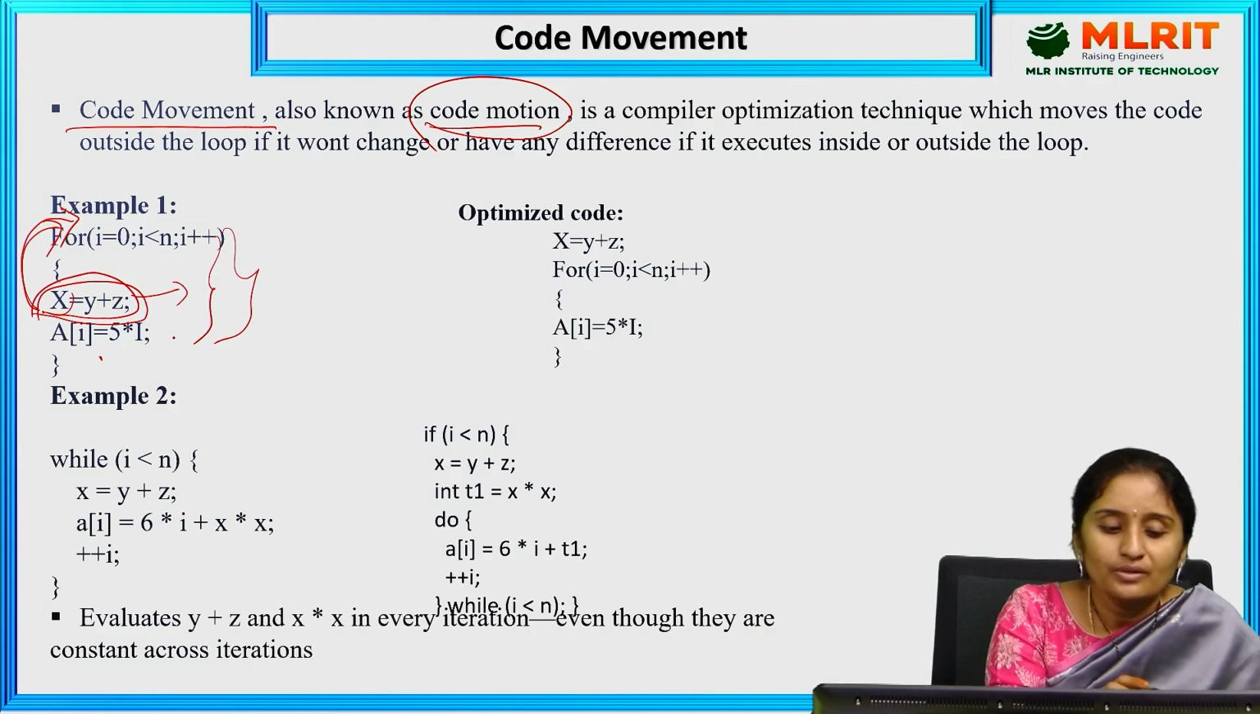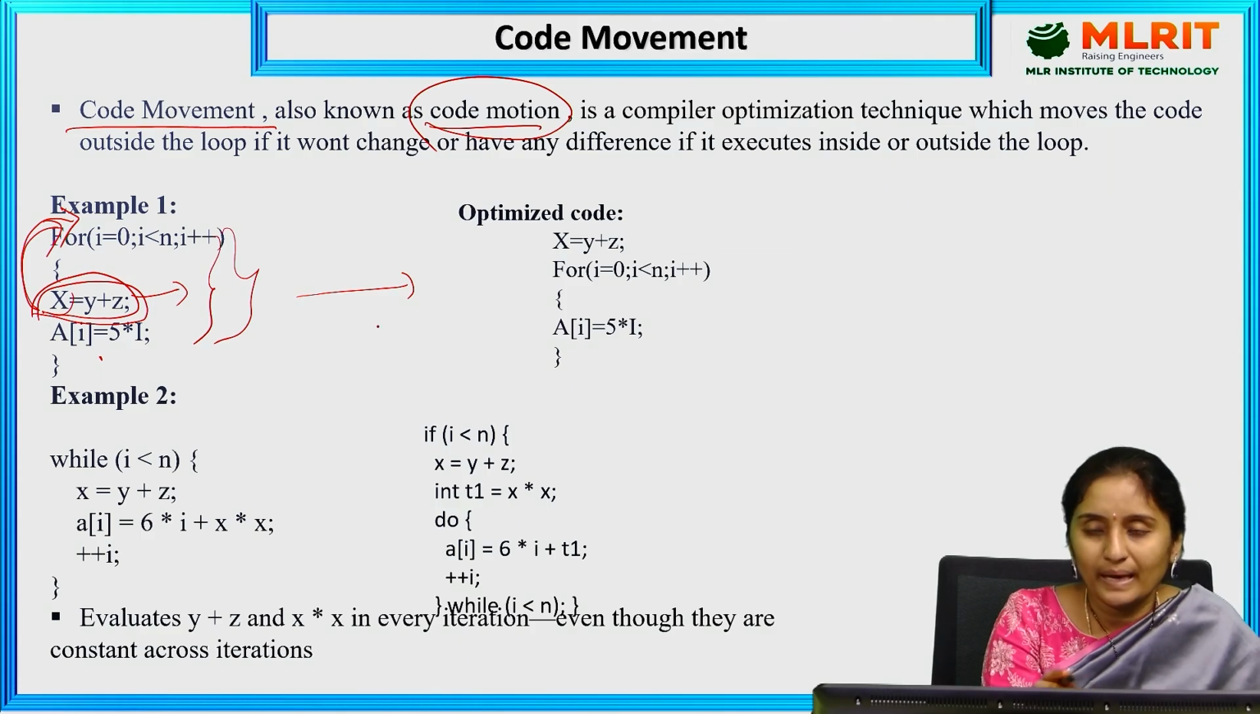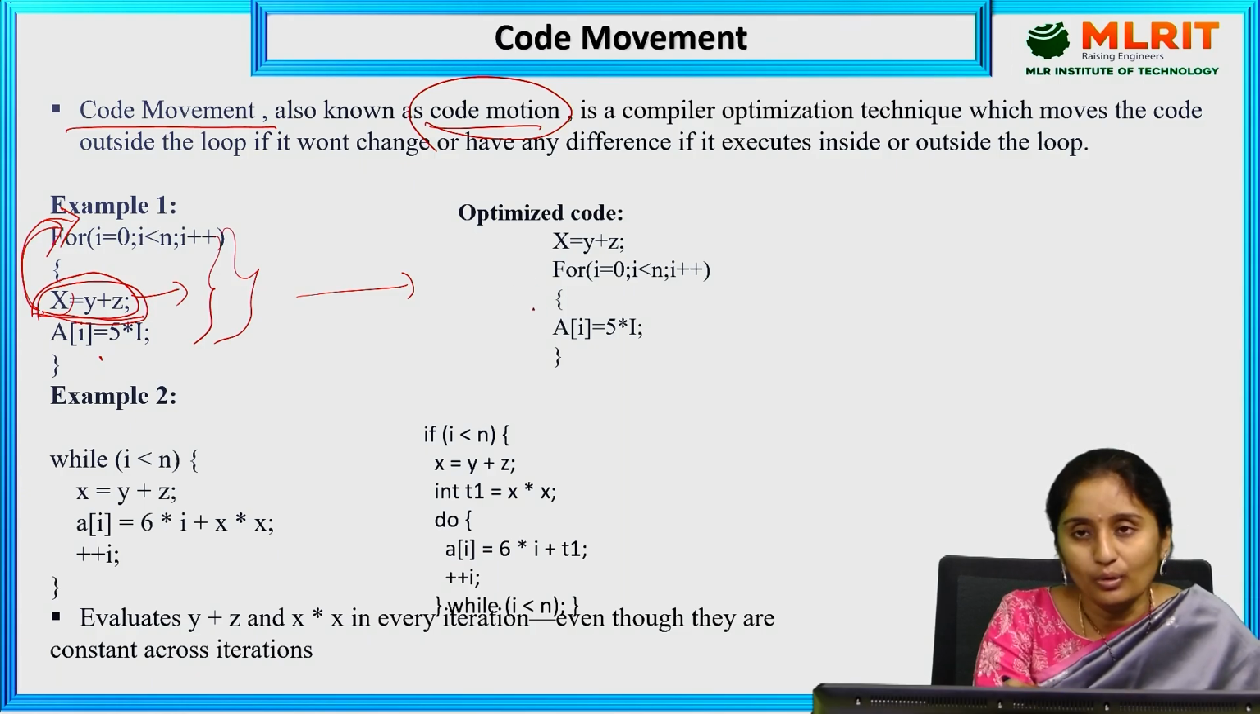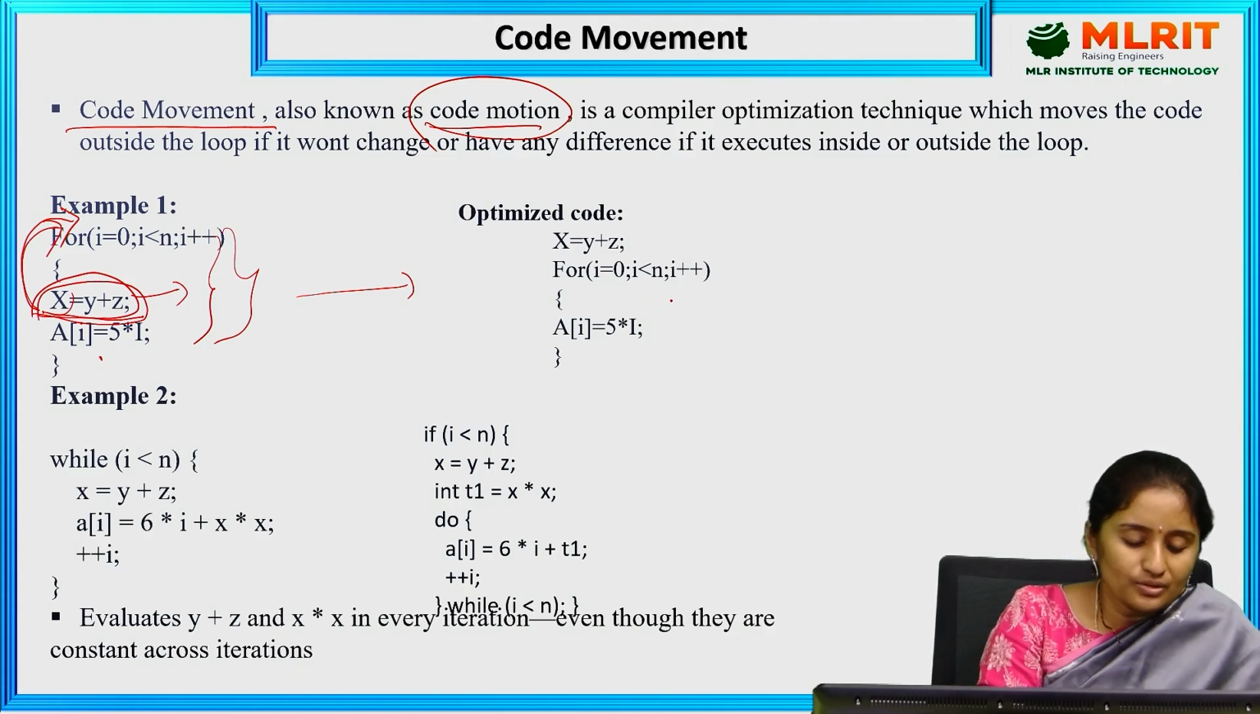Everything works well. So here, by optimizing the code, by applying code movement, I'm going to move this x equal to y plus z to outside of the loop. If I do this, the program executes and gives us the result, and it is not affecting the program. So let us go for one more example.